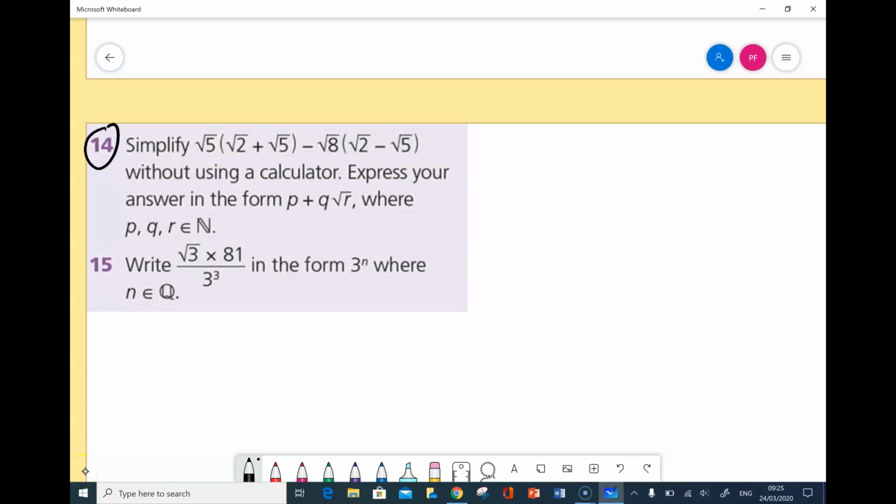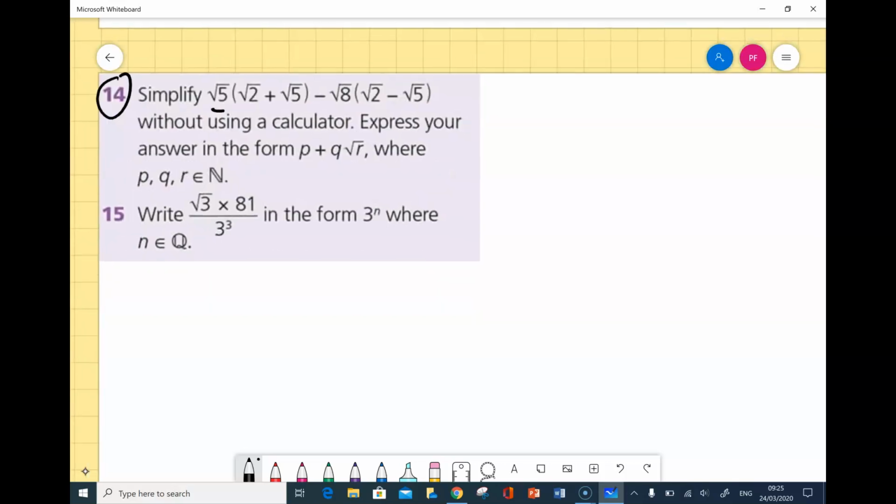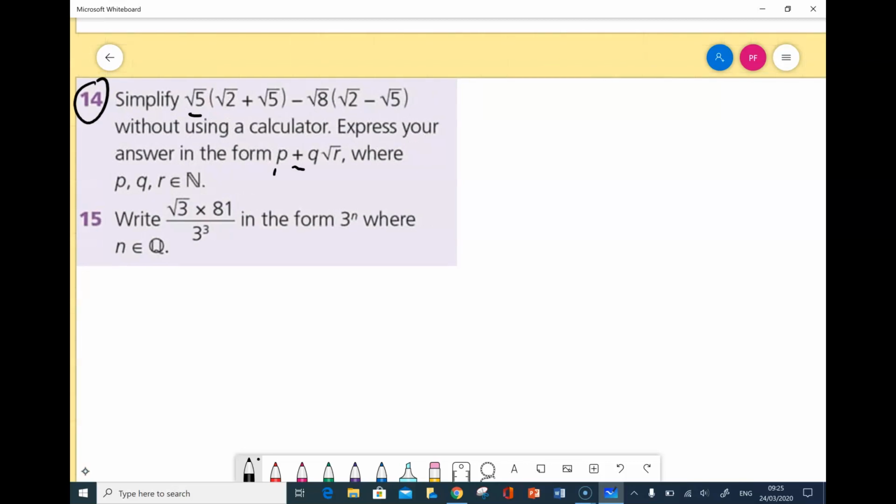We've got question 14. We're going to simplify root 5 times root 2 plus root 5 minus root 8 multiplied by root 2 minus root 5. I have to do it without using a calculator and express my answer in this form. So basically a number and a square root. And all of those numbers have to be natural numbers, positive whole numbers.